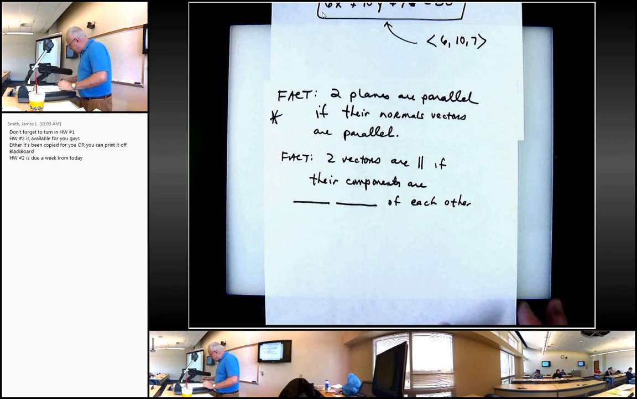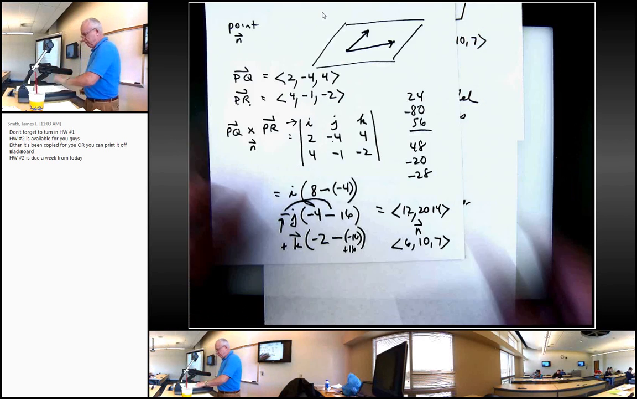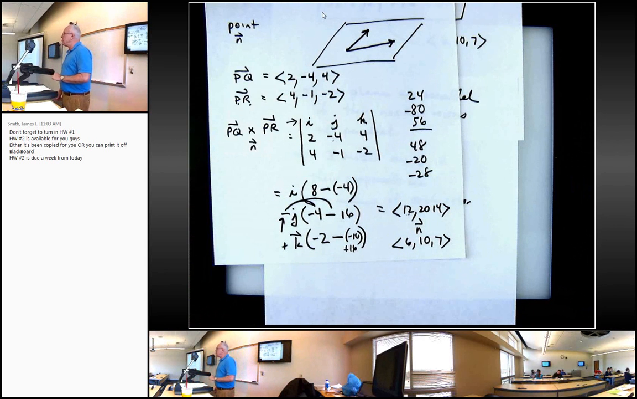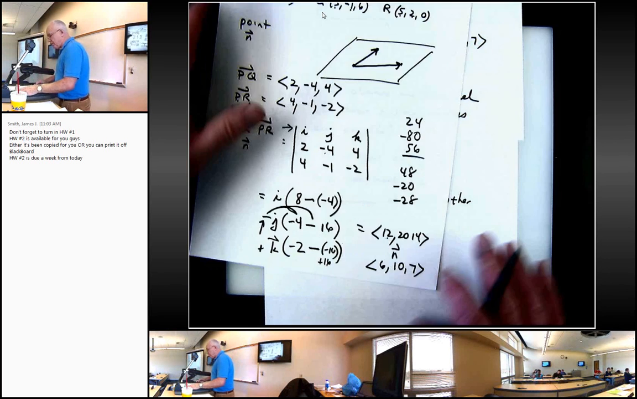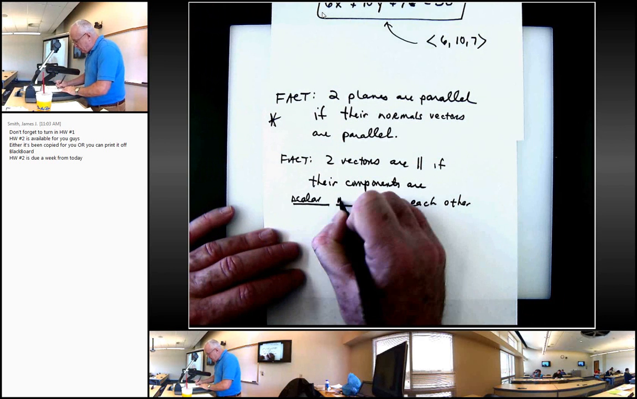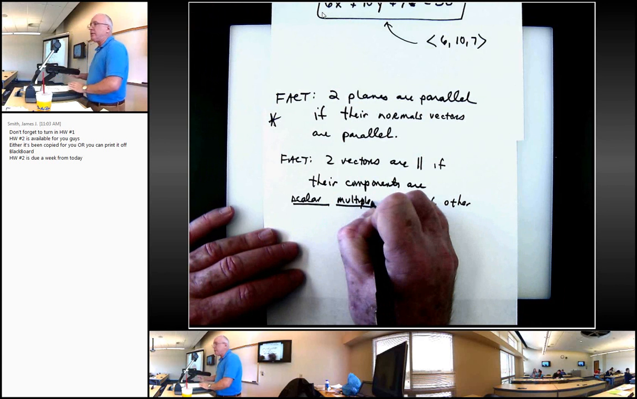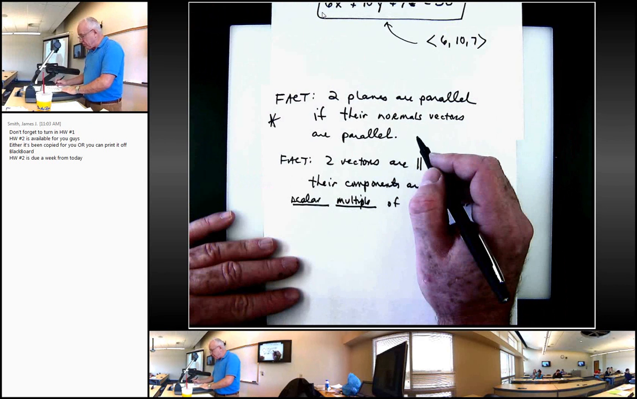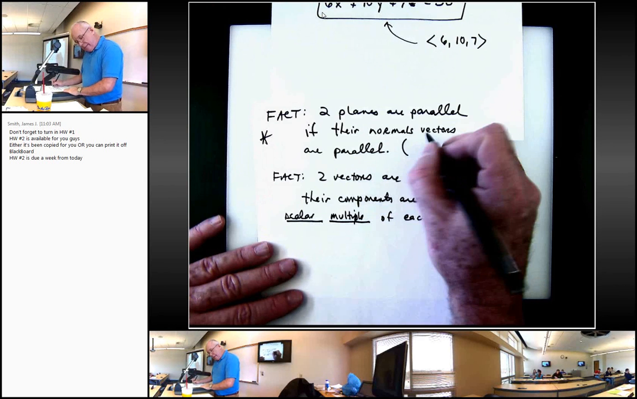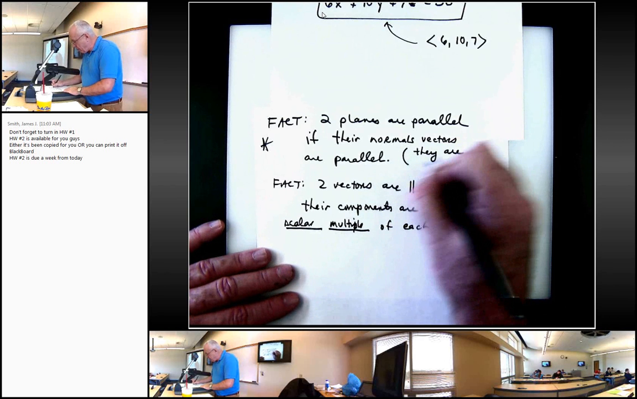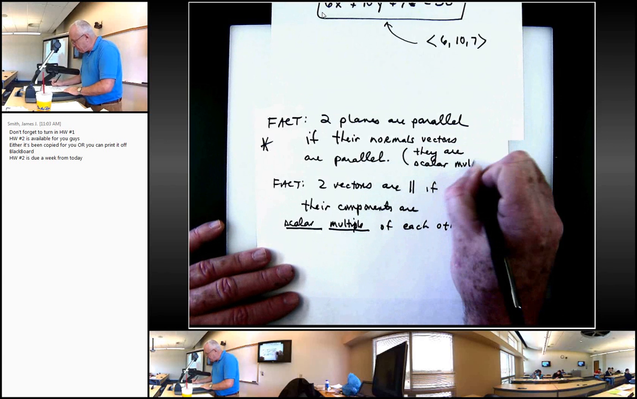Well, let's look at these two. 12, 20, and 14 is certainly parallel to the vector 6, 10, and 7. Scalar multiples of each other. That's what I'm looking for. If their components are scalar multiples of each other, and it could be negative, but it all has to be the same multiple. All right? So therefore, two planes are parallel if their normal vectors are parallel, which means that, let me add something up here then, they are scalar multiples of each other.